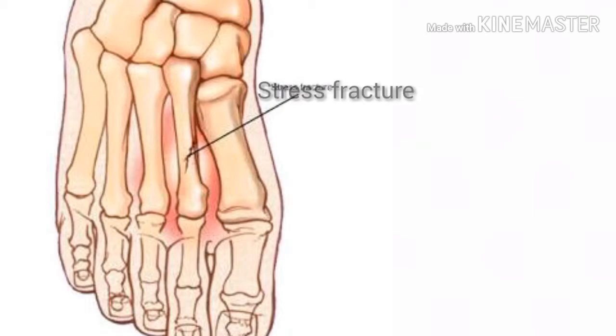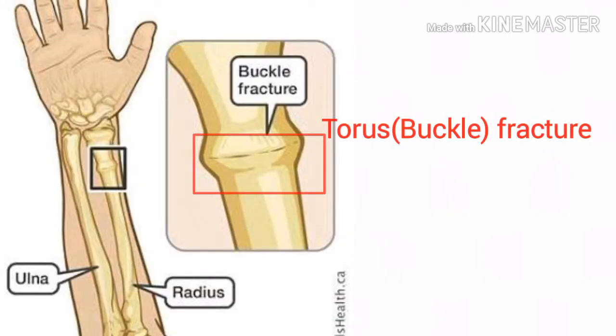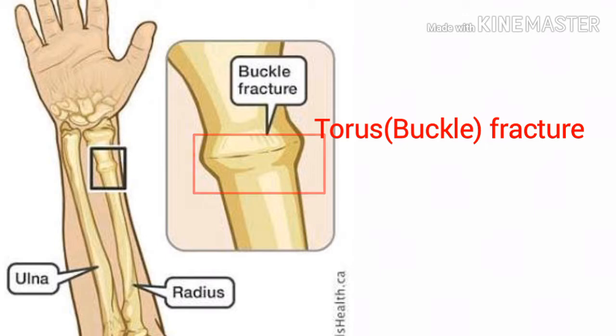Stress fracture, more common among athletes. A bone breaks because of repeated stresses and strains. Torus buckle fracture, the bone deforms but does not crack. More common in children.